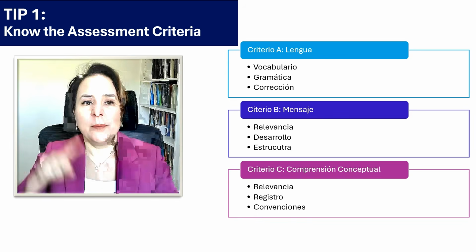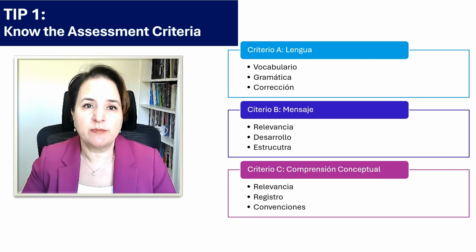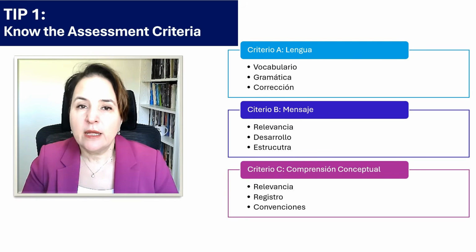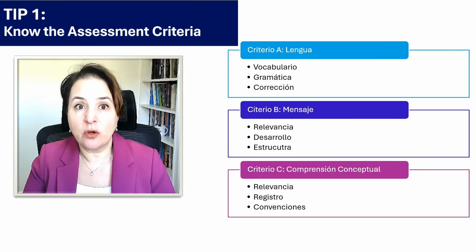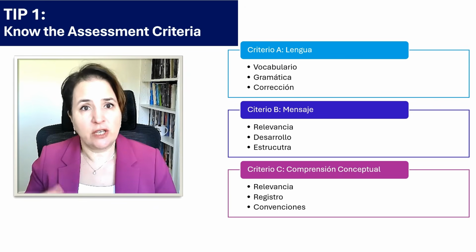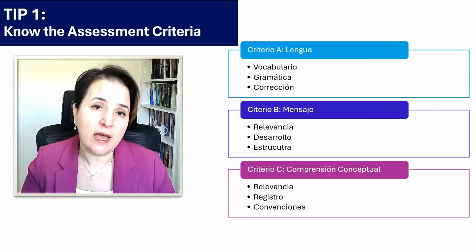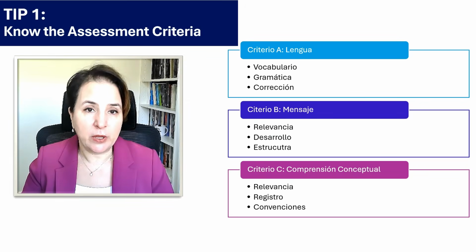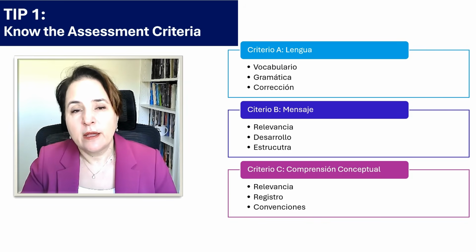Okay, tip number 1. This is about assessment criteria. Know your assessment criteria really well. It is so important that you understand how examiners are going to look at your work. And especially if you really want to achieve a top grade, talking about a 6 or a 7. So what I'm going to say here, hopefully will help you start thinking along the assessment criteria lines.